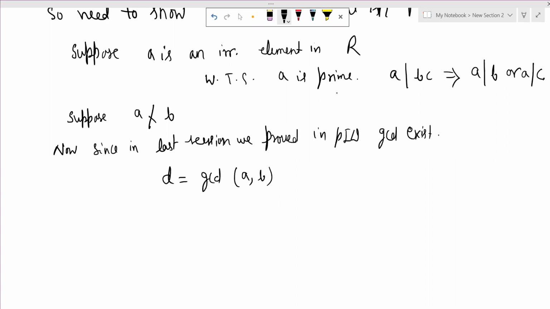A is an irreducible element. How will we use that? Let me think. Wait a second. Any idea how we'll proceed? Muthukumar, do you have any idea? We want to prove A divides C. Given that A does not divide B, I have to prove that A divides C.